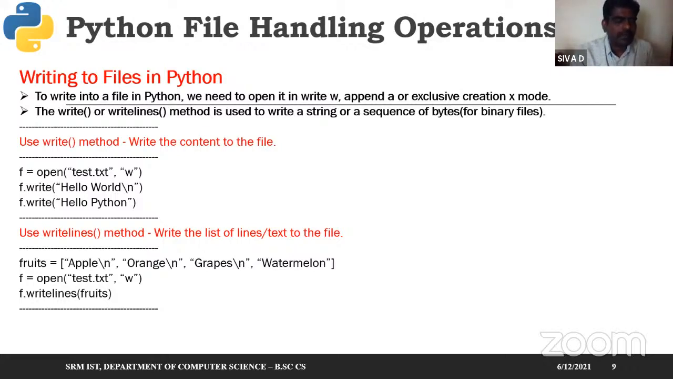Okay. For example, in the previous case, hello world, hello Python, two separate write statements are required for writing into the file. But in this case, there are four elements like apple, orange, grapes, watermelon. All four elements are written at the same time. So that's why we are using the writelines method. So what is the difference between write and writelines? Write writes a single word or single line, whereas writelines writes more than one line at the same time.